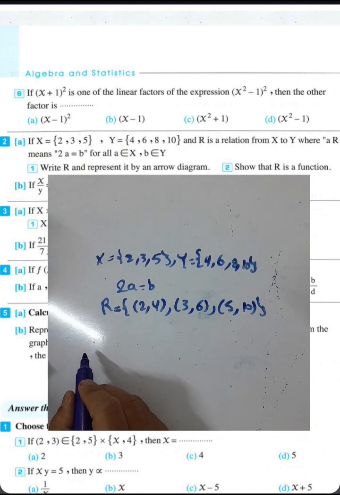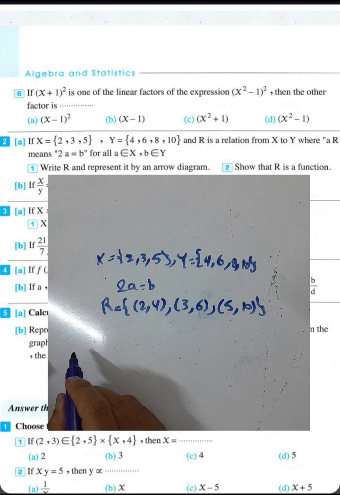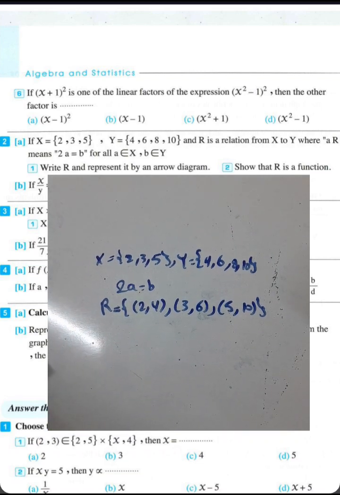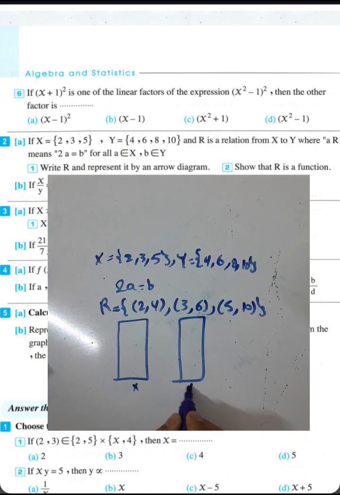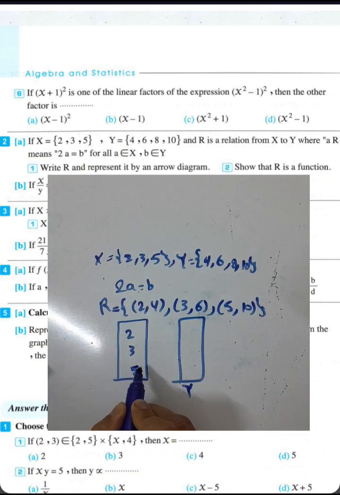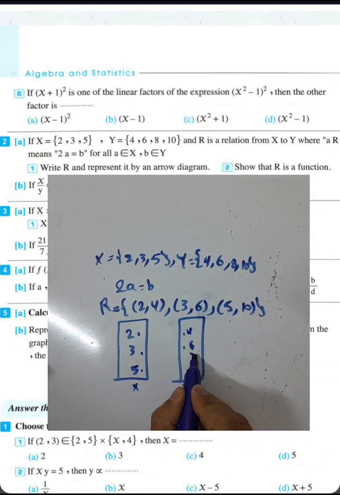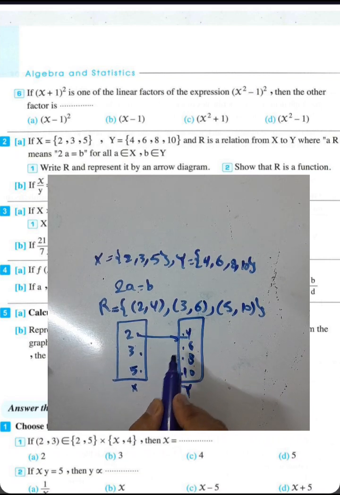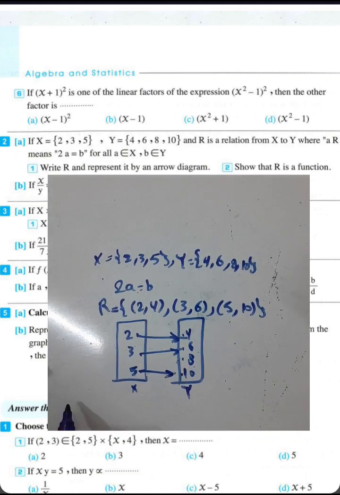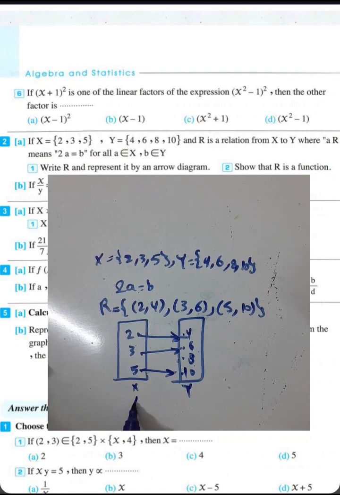The relation here, okay, we can write the relation in an arrow diagram. Draw the arrow diagram here, two vertical sets, and you can use a ruler to draw. First x and y: x is 2, 3 and 5, y is 4, 6, 8 and 10. 2 and 4, 3 and 6, 5 and 10. The image here is 10. Okay, show that it is a function.